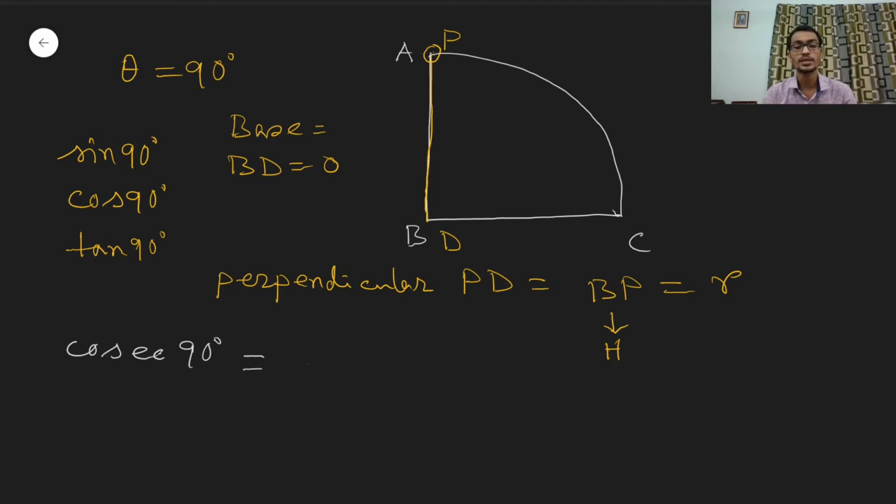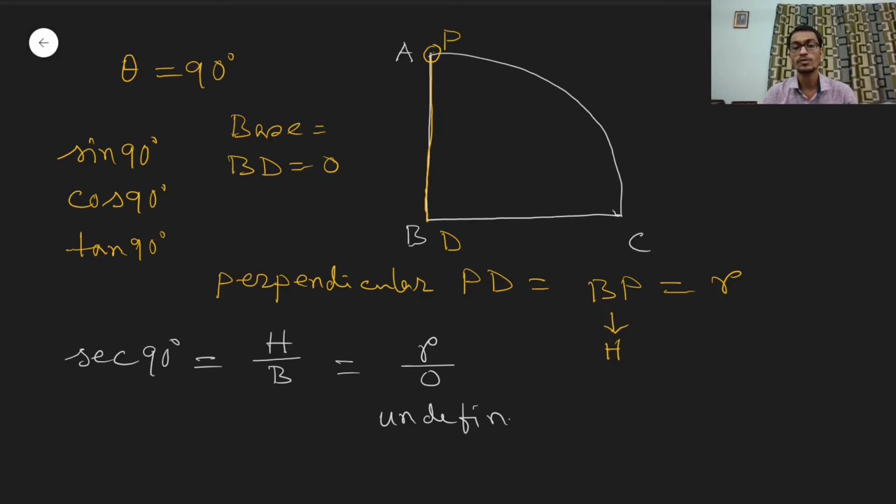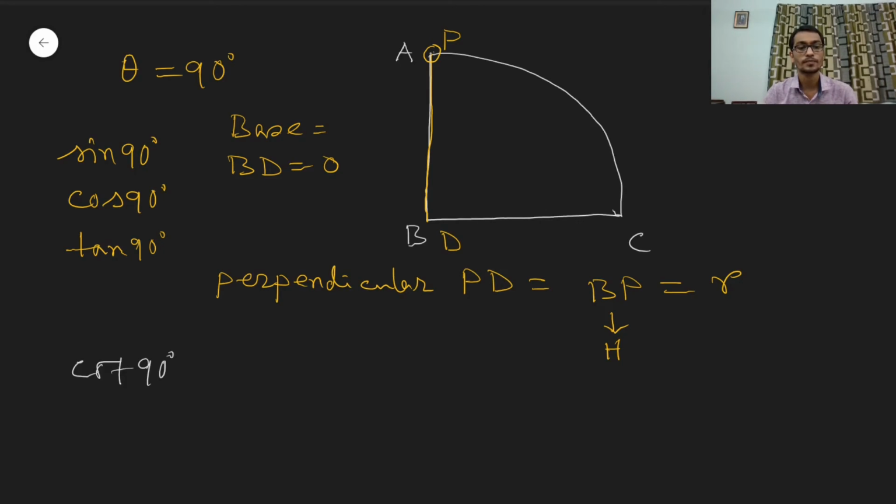Actually, by definition, cosec 90 degree equals hypotenuse by perpendicular. Here hypotenuse is BP and perpendicular is PD. Both are of length R unit, so this equals 1. Similarly, sec 90 degree equals hypotenuse by base. Here the length of hypotenuse is R unit and the length of base, BD, is 0 unit. So again this is undefined. So the value of sec 90 degree is undefined. And you may also find the value of cot 90 degree. That equals base by perpendicular. Here base is 0 and the length of perpendicular is R, so that equals 0.